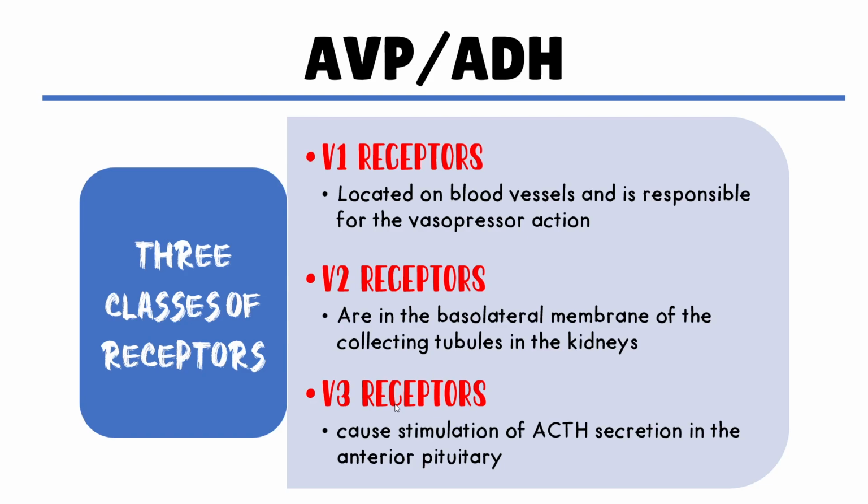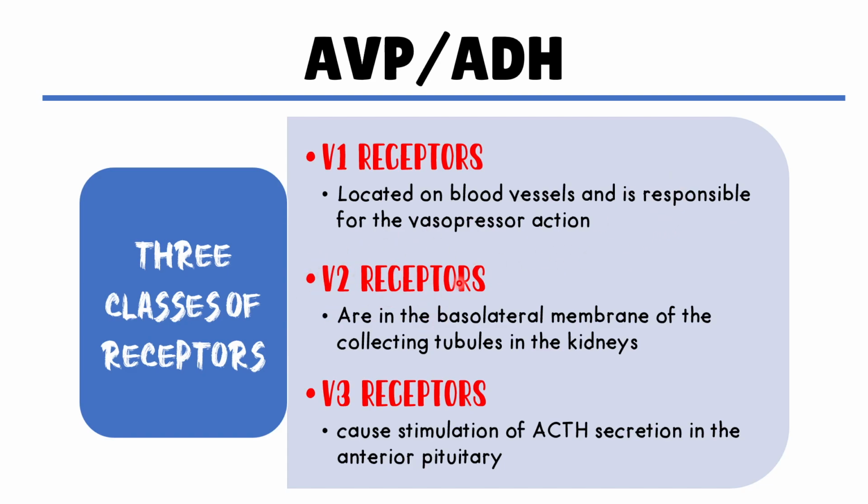So for ADH, there are 3 different receptors. You have your V1, your V2, and your V3. V1 is located in your blood vessels. So the function of ADH in relation to contraction is through V1 receptors. Located in your blood vessels, it is responsible for your vasopressor action.